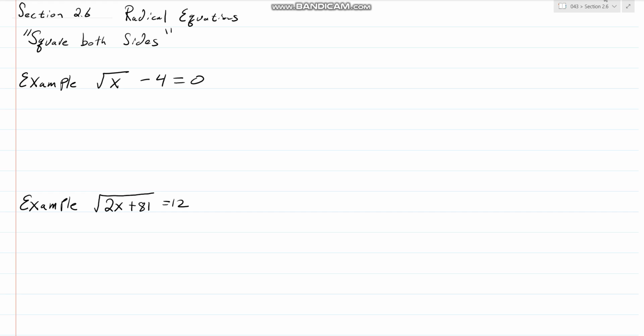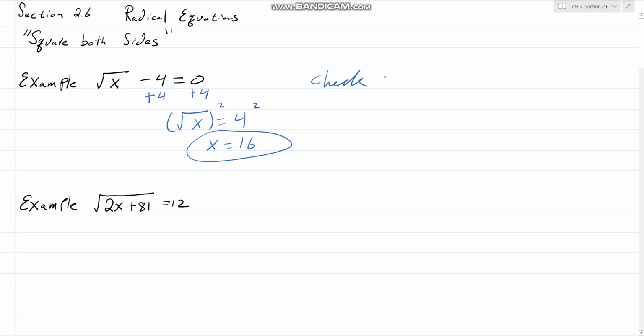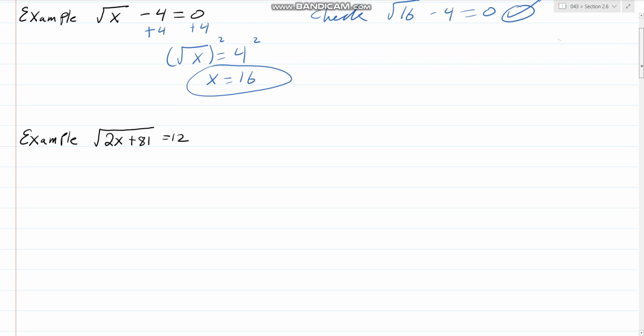For the first example, I have the square root of x minus 4 equals 0. So to solve this, I'm going to first add 4 to both sides. And so I get the square root of x equals 4. Well, the x is trapped inside the square root, so if I square both sides, then I get x equals 16. Okay, and that is the solution. We can check our answer, and we get the square root of 16 minus 4 does indeed equal 0. So that wasn't too bad.